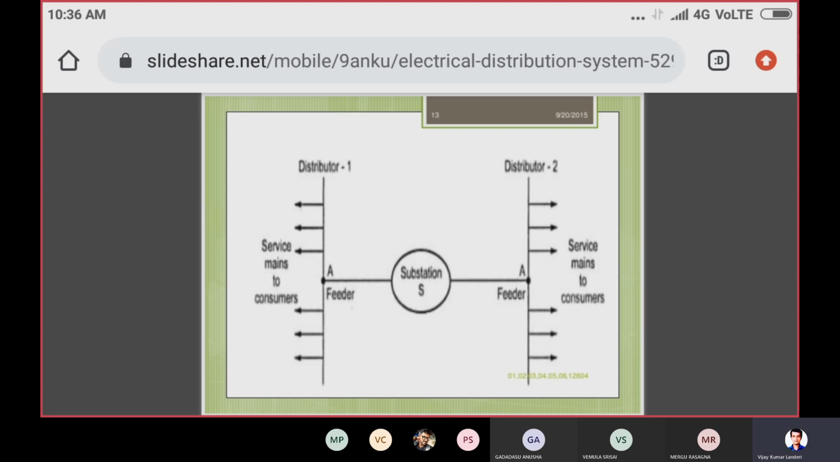Now, one more diagram is there, where you have the substation. From the substation, feeders are coming outside, and the feeders are giving the power to the distributor. The distributor's tappings have been provided, and these tappings are giving power to the consumers through the service mains.